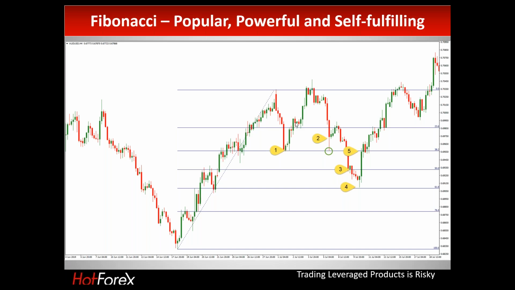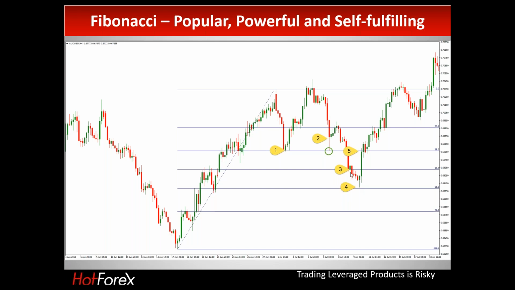So now we have a pullback, breaking again the 23.6. So that was an entry level. We target 38.2, right? It came up, but then it failed to break the 23.6. So it came back down again, breaking the 23.6. So another entry opportunity with targets at 50 and 61%, which indeed it breached.